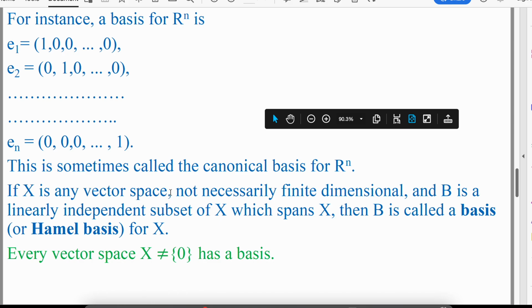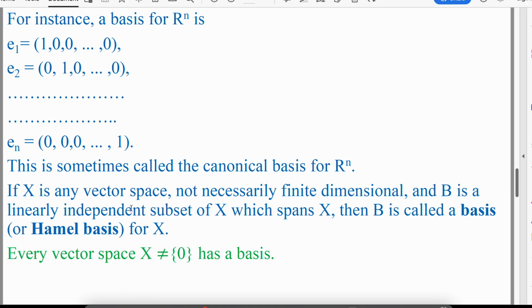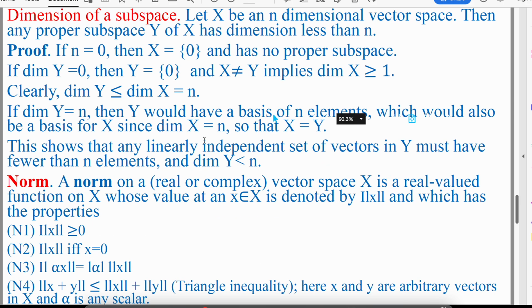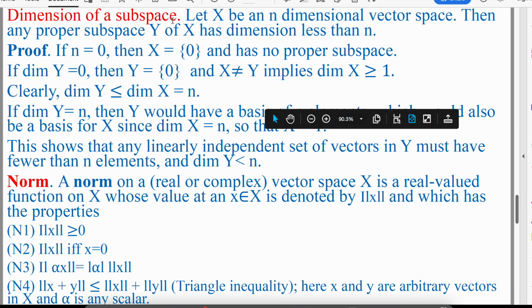If X is any vector space, not necessarily finite dimensional, then B is a linearly independent subset of X which spans X. In this case, B is called the basis, or in particular we call it a Hamel basis for X. So every vector space X not equal to 0 has a basis. Now, dimension of a subspace.